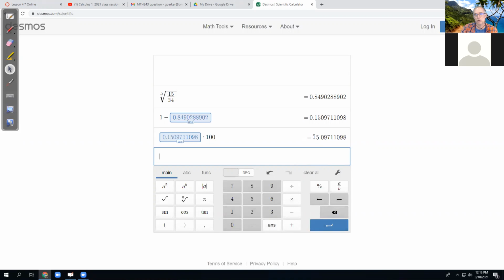And I want 2 decimal places. So if I were to round that to 2 decimal places, that 9 is going to round up to a 10. So it would be 15.10 to 2 decimal places as a percent.